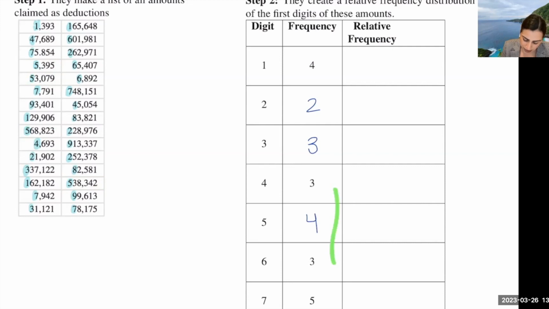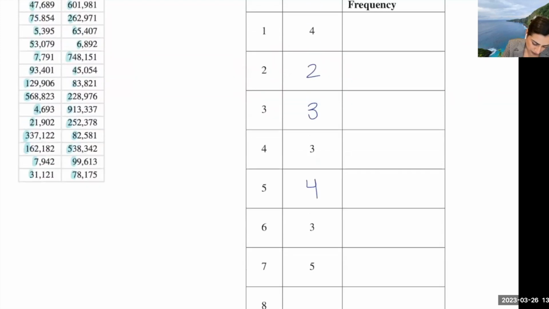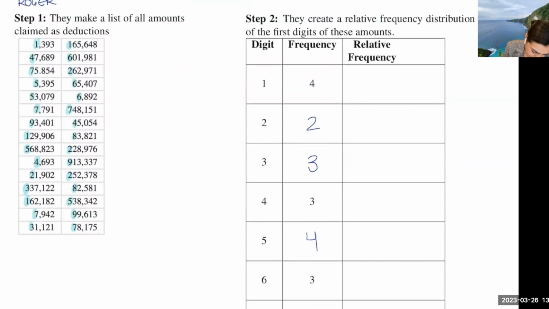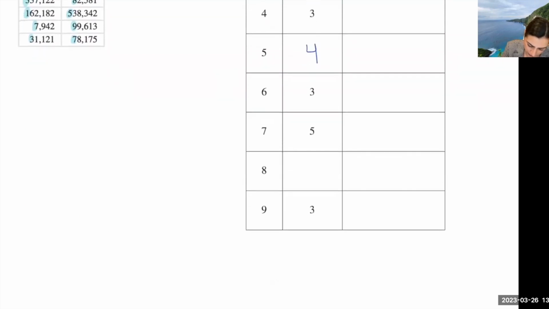Okay, we have 3 that start with a 6. We have 5 that start with the 7. And we are missing one more. We're looking for how many of these amounts start with an 8. So we have 1 there. Is that it? And 2. We have 2 amounts that start with an 8. Okay, I'm going to go ahead and write that down.